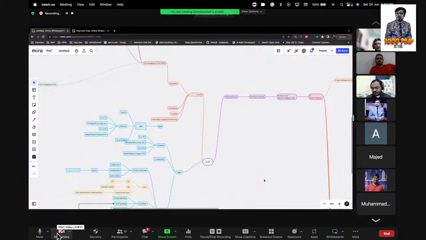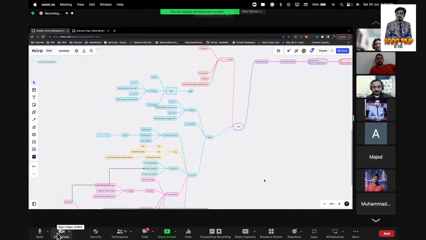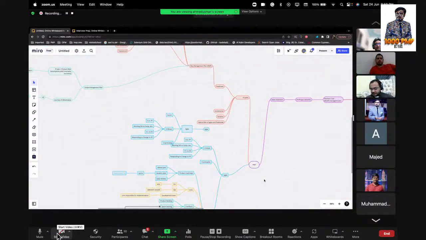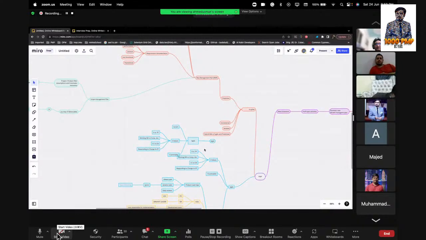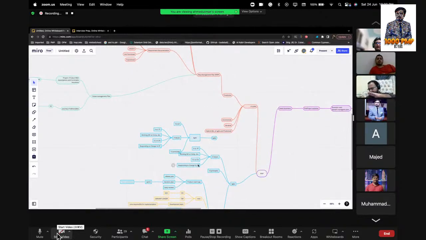In agile, we have basically four core values. First one is individuals and interactions over processes and tools. Then we have working software over comprehensive documentation. Then we have customer collaboration over contract negotiation. Then responding to change over following a plan.